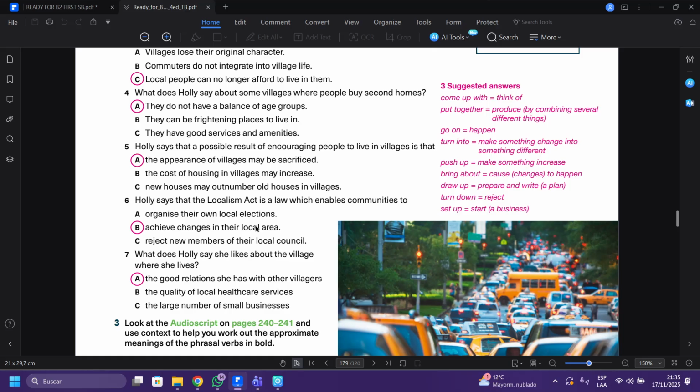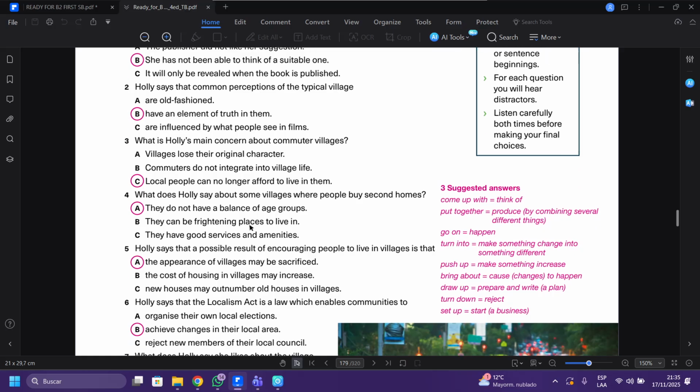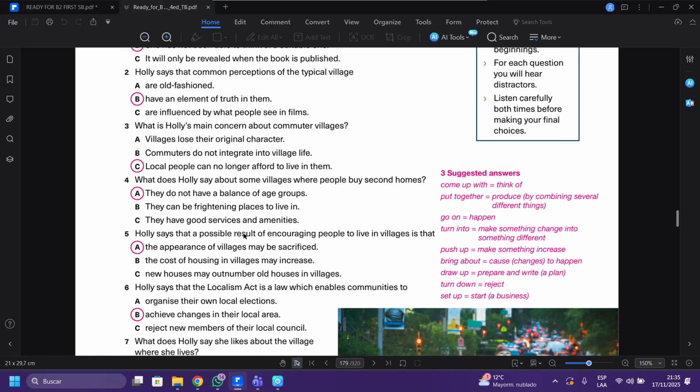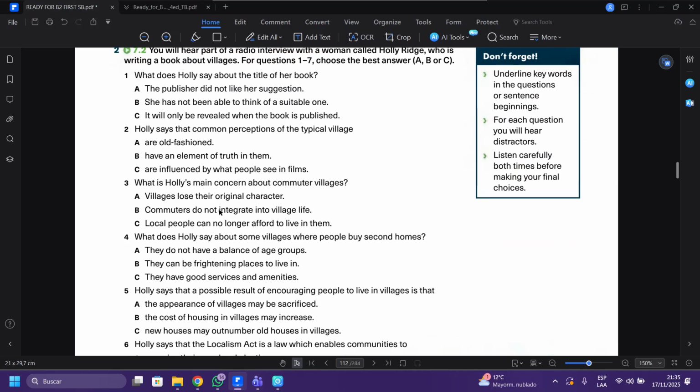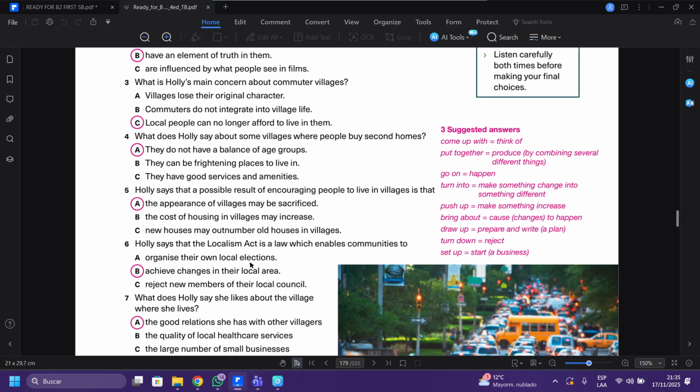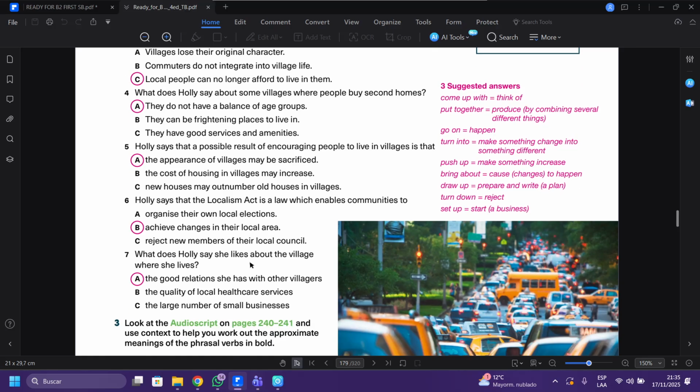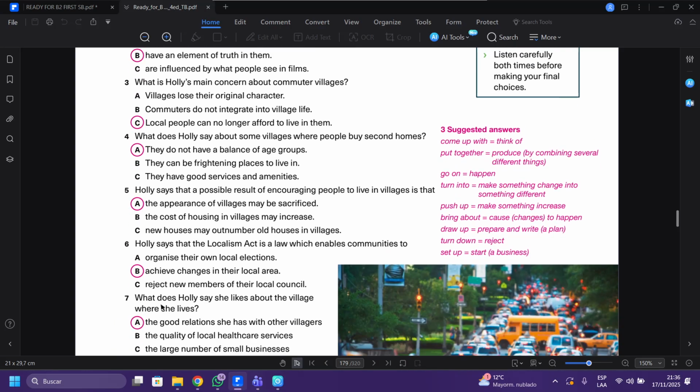So we have 7 questions. How many right answers did you get? 3, teacher. Only 3. And for question number 6, what was the correct answer? Letter B. I have letter B. Okay. And number 4, and 7? I was wrong. Okay, 4. Yeah.